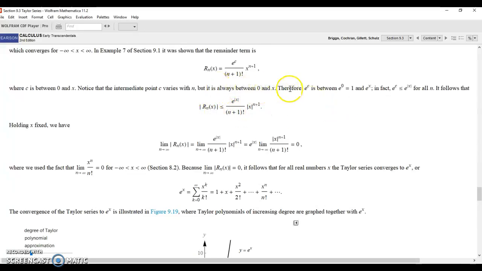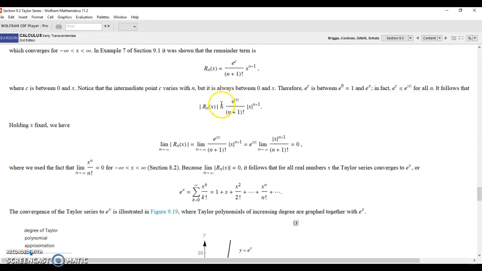We were looking at this, and we know that e to the c is between e to the 0 and e to the x. And we want to look at Rn of x and show that its limit goes to 0. Well, even slightly better than that, we could show that the absolute value of Rn of x, if we take the limit of that, goes to 0.